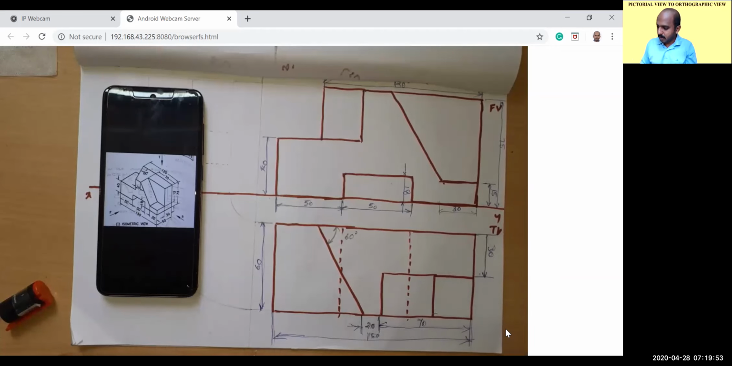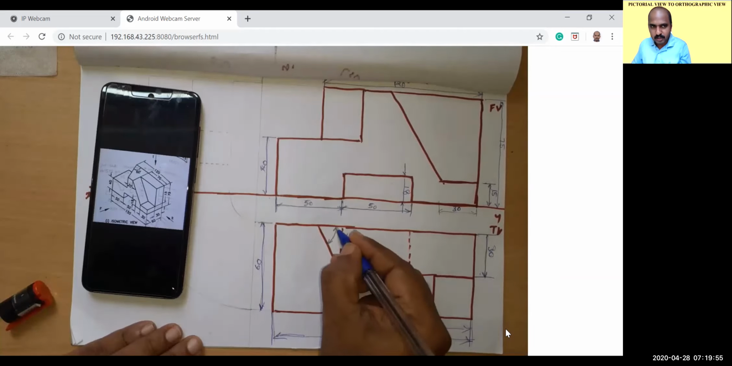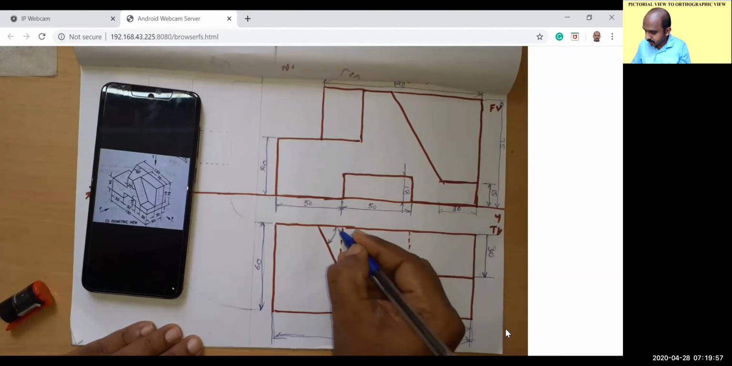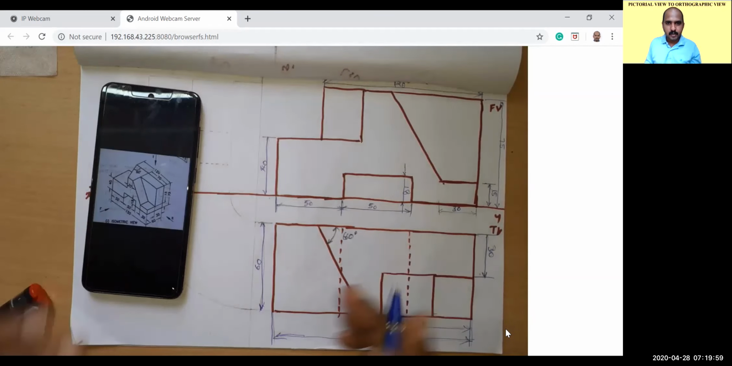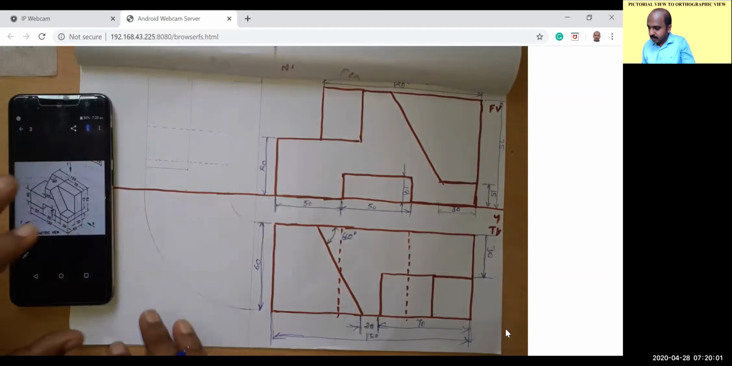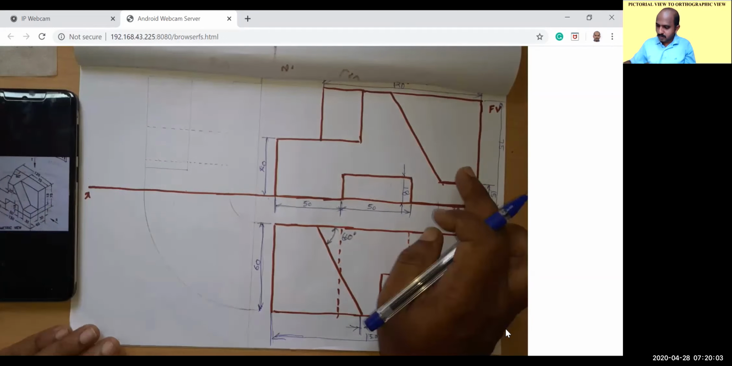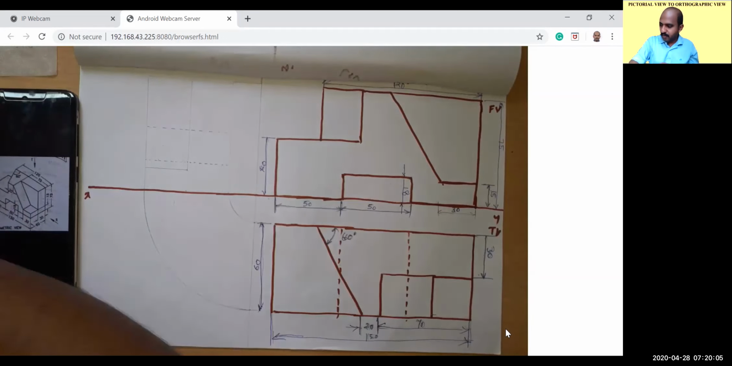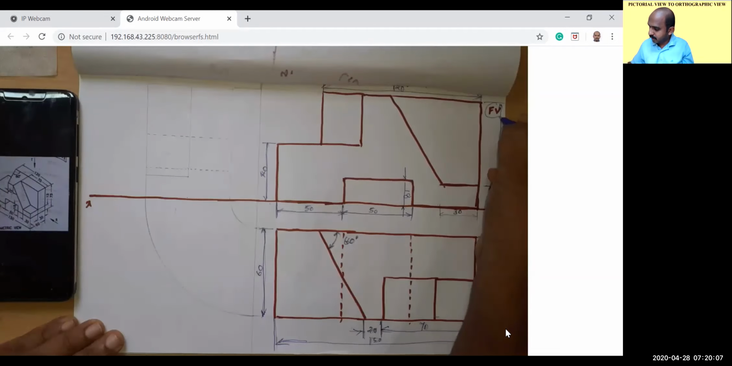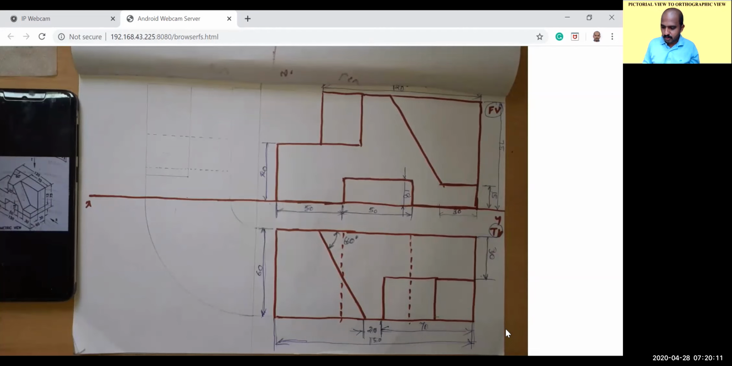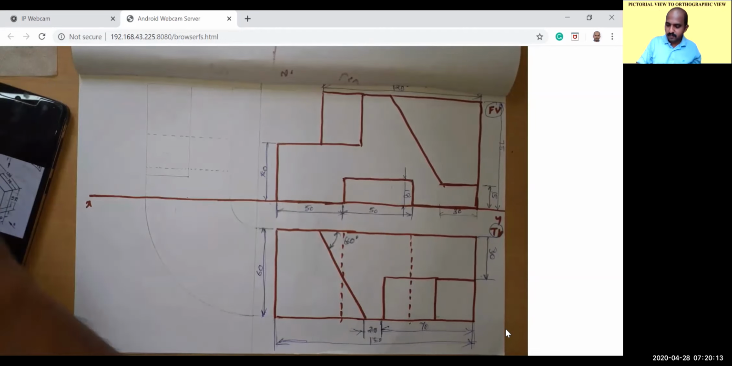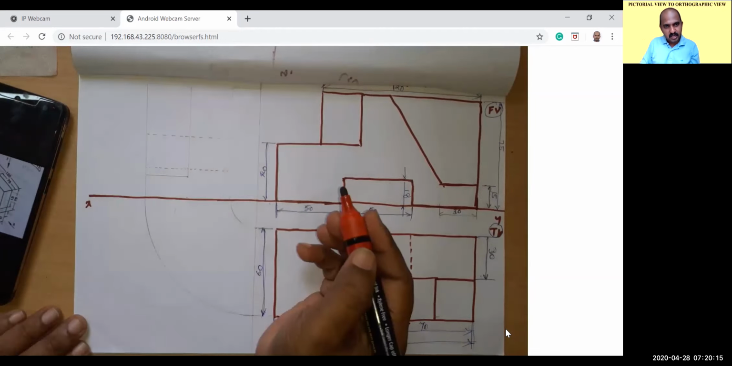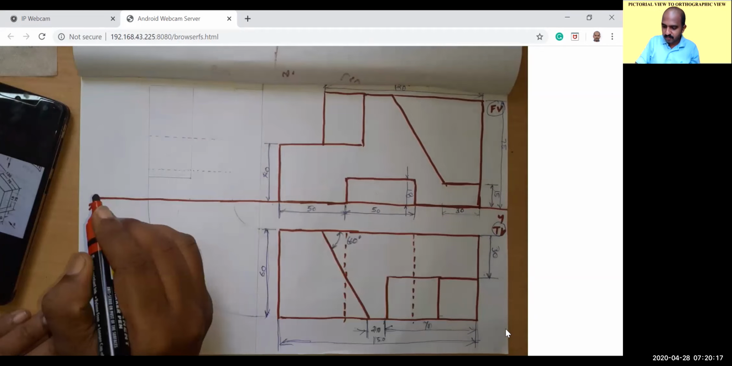So now we completed, and also this inclination is 60 degree. Now we completed the front view. So we complete the front view and the top view. Now the question is, you need to draw the right side view. So the right side view on the left side of your front view.